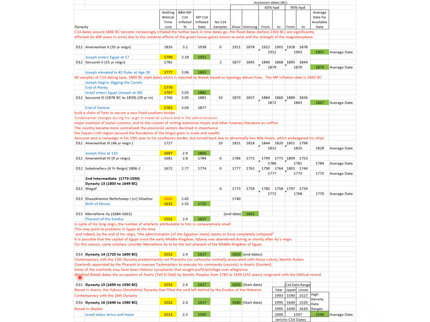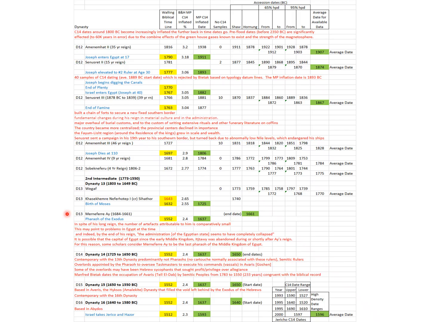All right, some of the overlords may have been Hebrew sycophants that sought profit and privilege over allegiance. Manfred Bietak dates the occupation of Avaris, Tell el-Daba, by Semitic peoples from 1783 to 1550, 233 years, congruent with the biblical record. So we're looking at a lot of synchronizations that are just outstanding. How do you have this many lines?